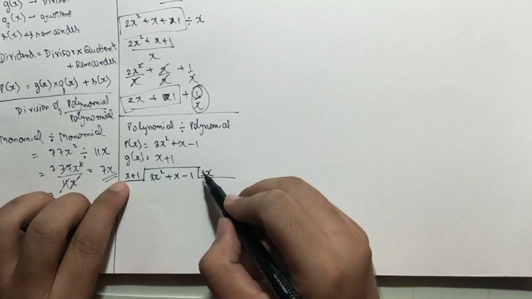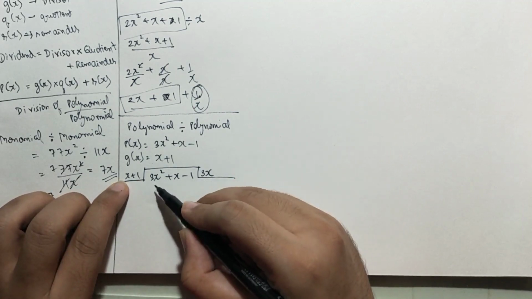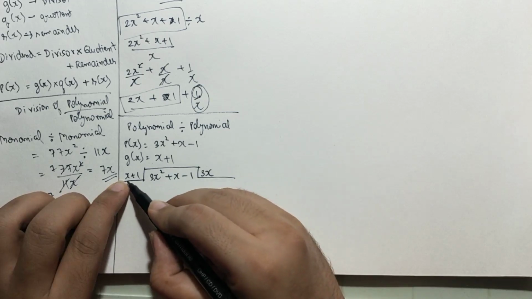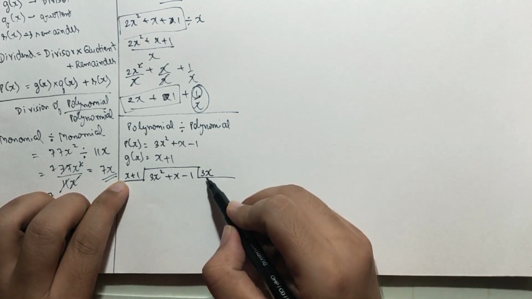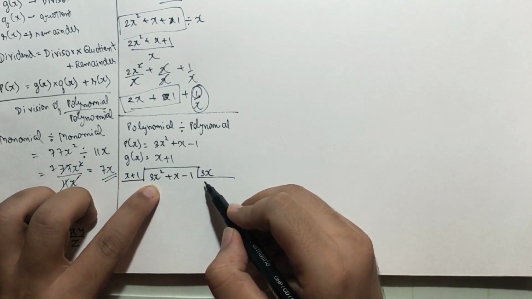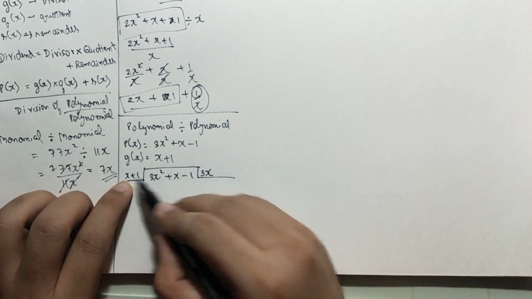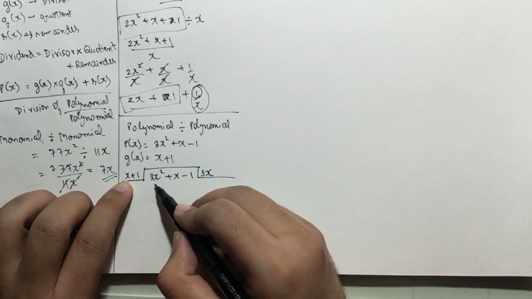We multiply this number with the quotient to get this number. Same as we did in this. The first term of the divisor is to be multiplied with some term so that we get the first term of the dividend. So if x is multiplied by 3x, it will become 3x square.